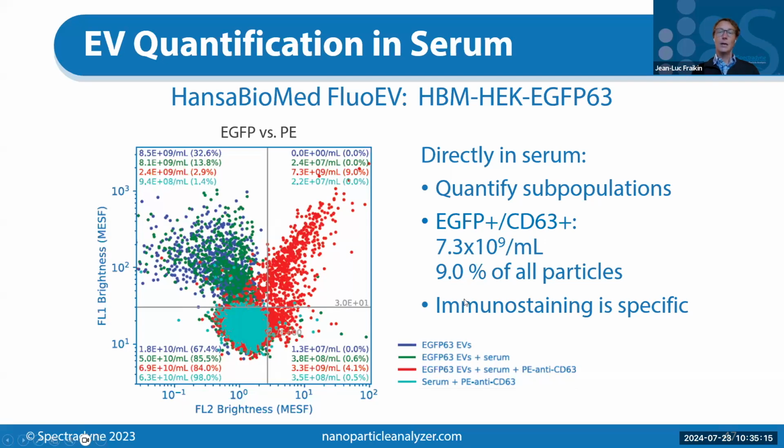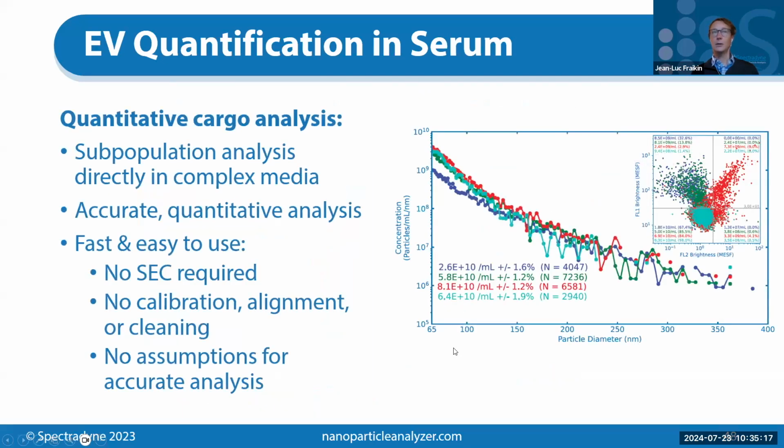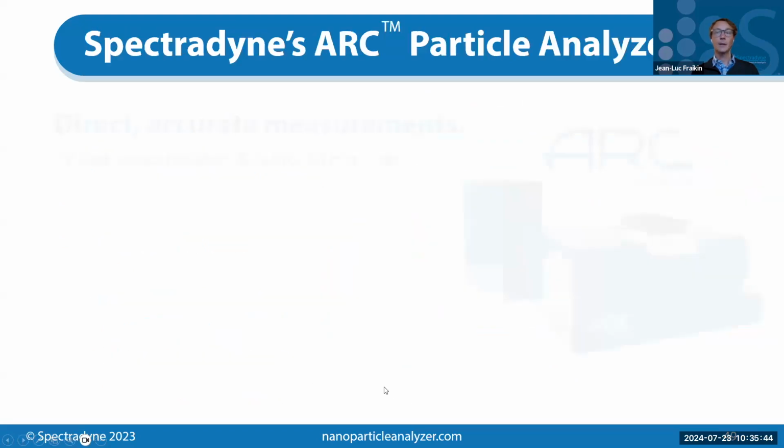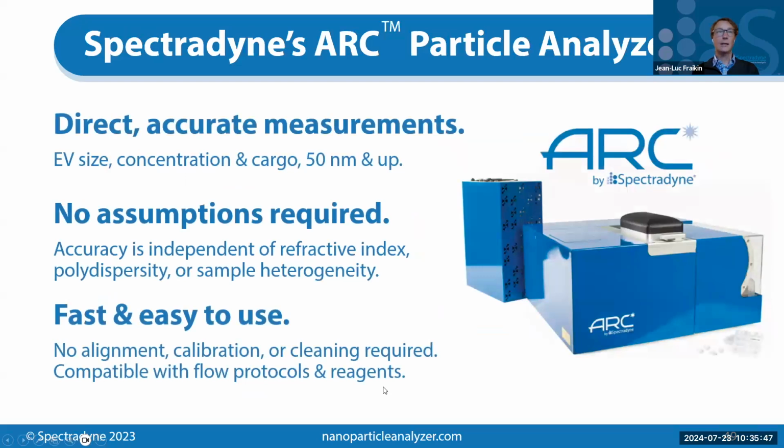Okay, so this example has shown that we can do subpopulation analysis directly in complex media, right? This is EVs immunostained and phenotyped directly in plasma. It's accurate and quantitative analysis for brightness, size, and concentration. And it's very simple to use. As I mentioned, we didn't do any sample cleanup of this sample in advance of measurement, and there's no calibration, alignment, or cleaning of the system required. So that's the data that I had prepared for you today.